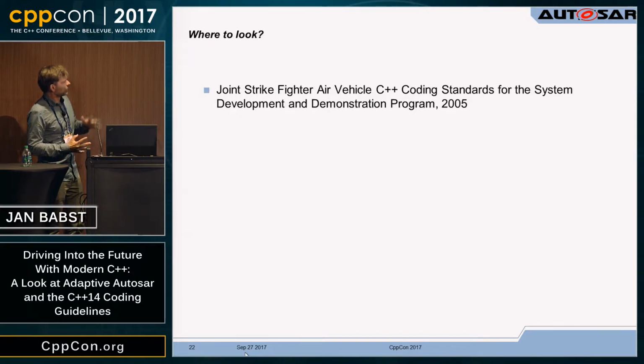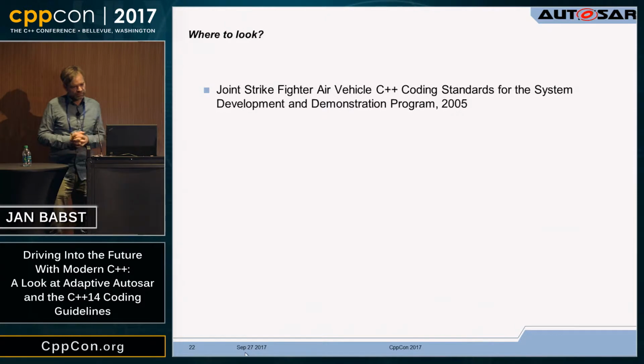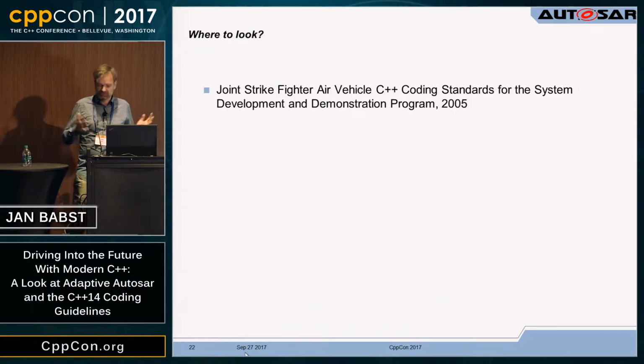One famous, often quoted guideline is the Joint Strike Fighter Air Vehicle C++ coding standard. That's from 2005, and it's famous because one of the authors was Autosar. This is of course from an area where there are many restrictions, even tighter than in the automotive industry. But it's from 2005. It doesn't address C++14.